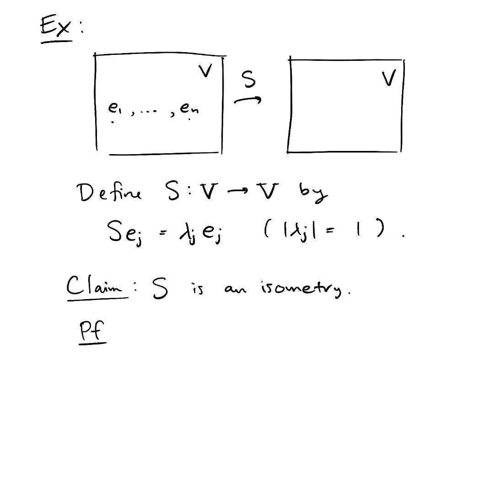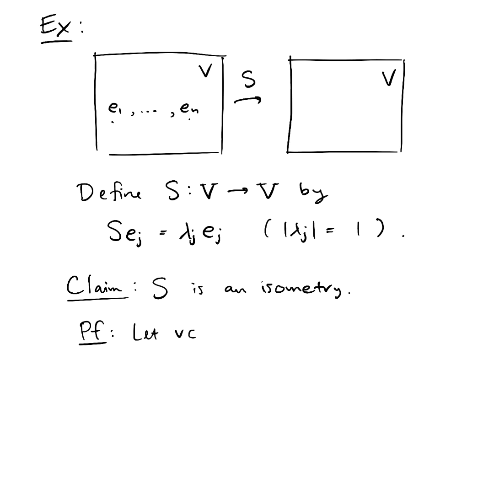Proof. Okay, well, we know the definition. To show that S is an isometry, we have to show that an arbitrary vector V gets mapped to an output SV of the exact same norm as V was originally.